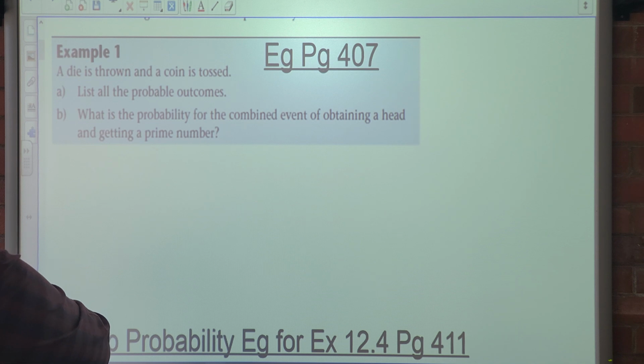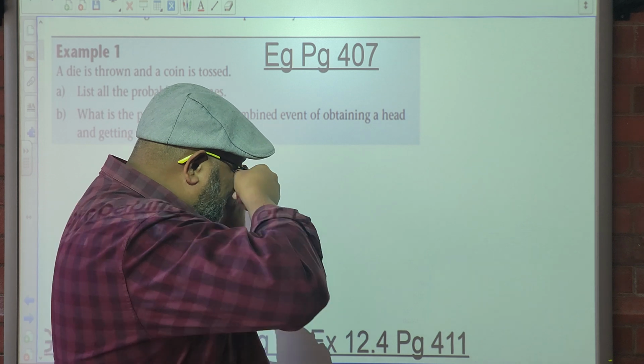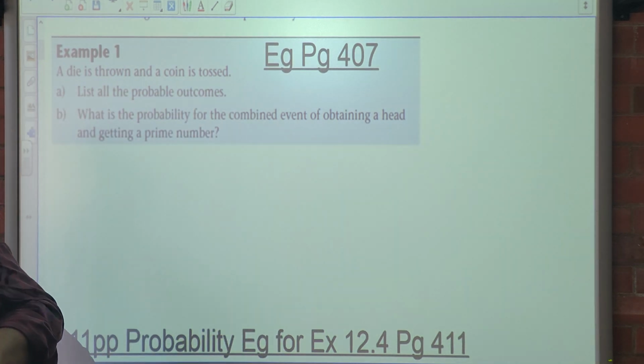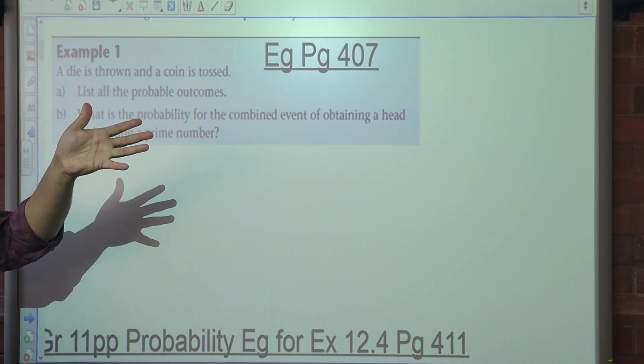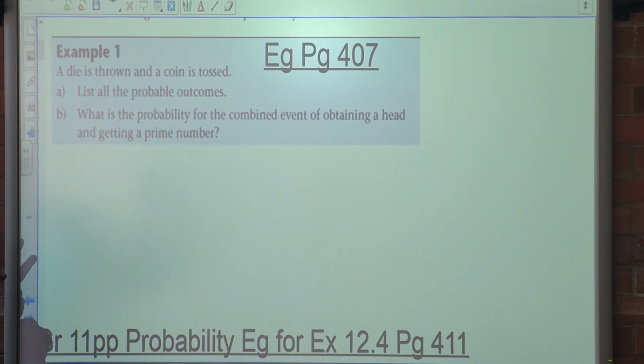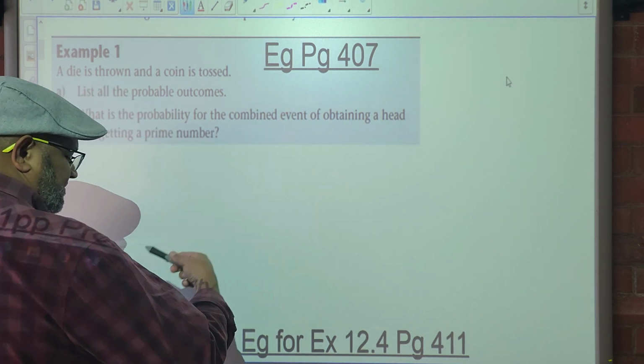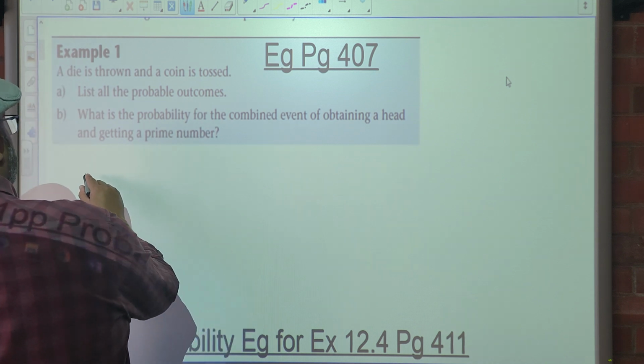So a die is thrown and a coin is tossed. List all the possible outcomes. So, from the beginning, I'm going to start off with the tree diagram. Okay? There are three ways I can actually do it. I can do it without a table or diagram. I can do it with a table. I could do it with a tree diagram. So what I'm going to do is go straight into tree diagrams.